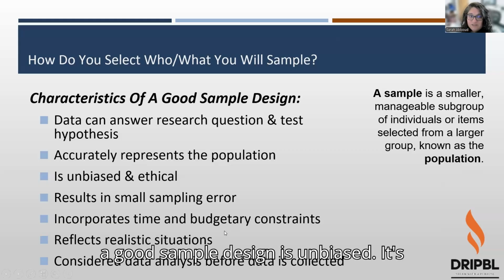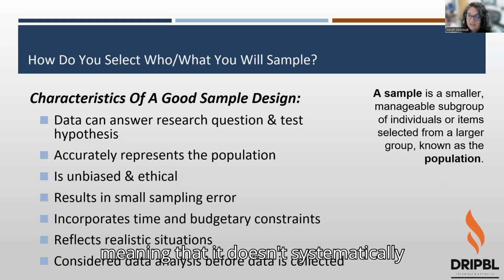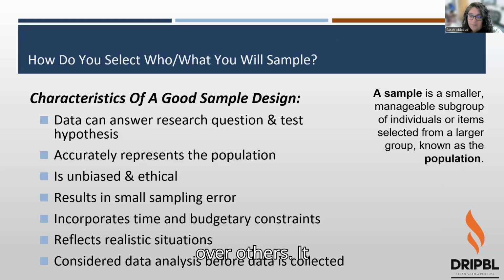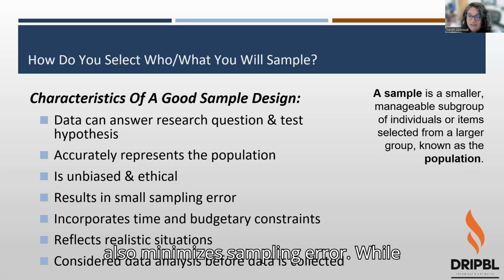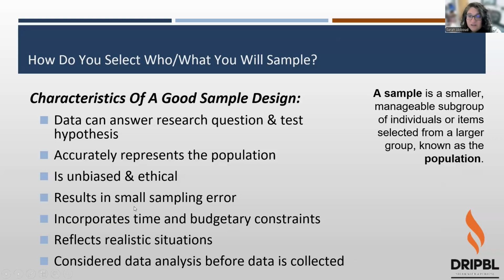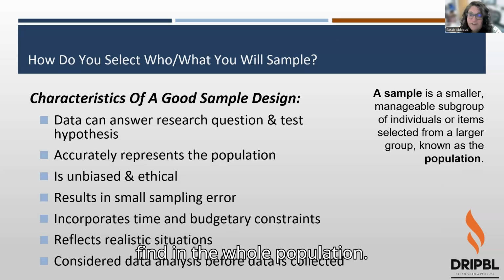So a good sample design is unbiased, it's ethically designed, meaning that it doesn't systematically favor certain individuals or outcomes over others. It also minimizes sampling error. While some error is natural, a good design keeps this as small as possible, so it's likely close to what we would find in the whole population.